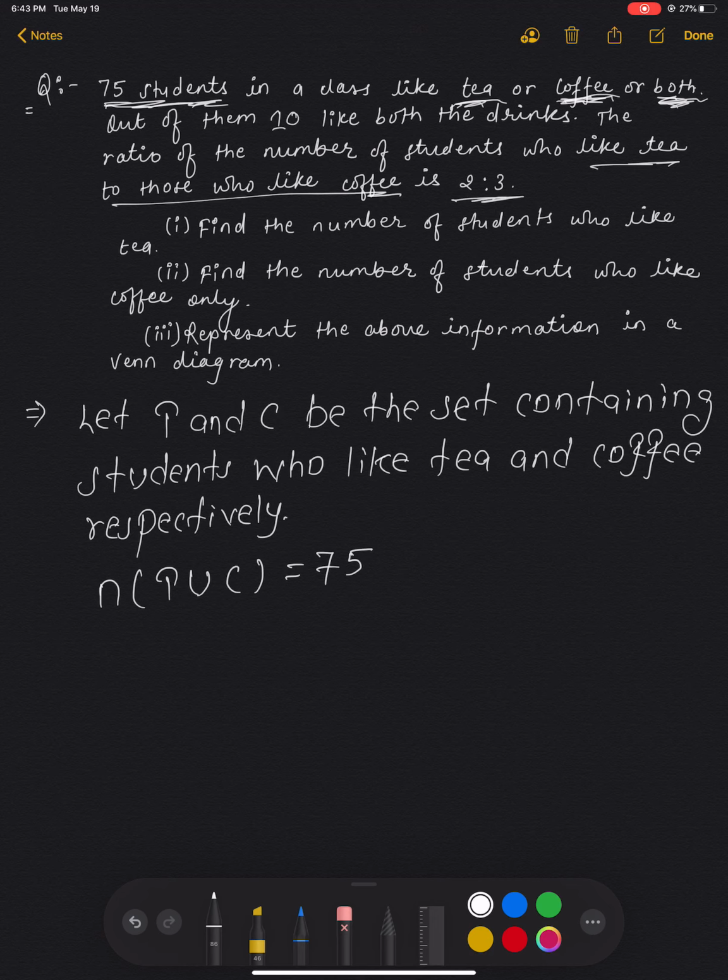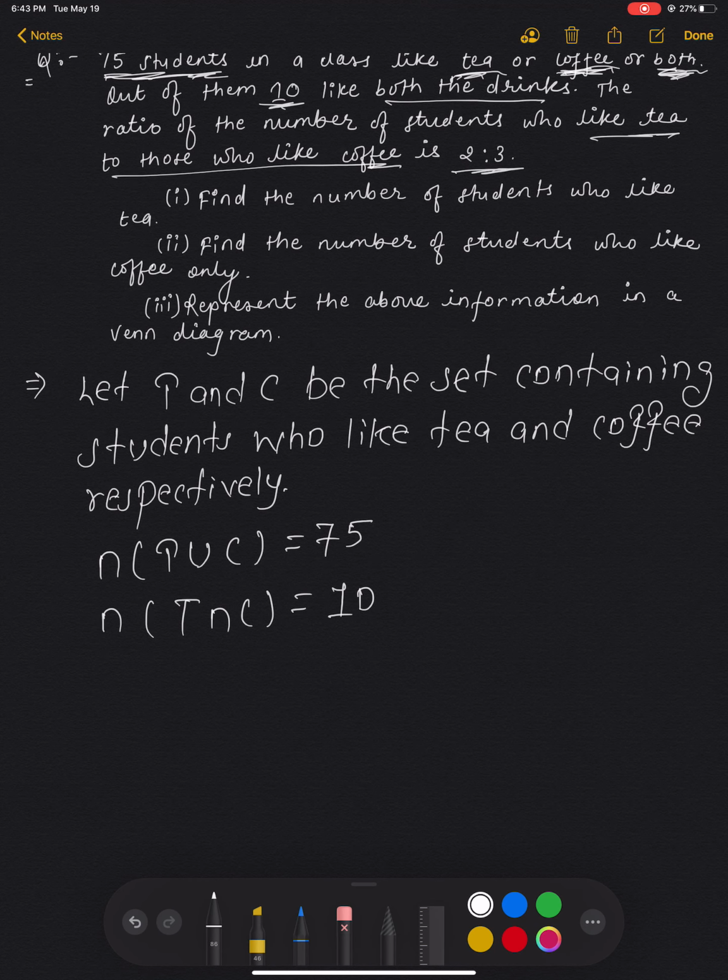So now we see that 10 like both drinks. That means n(T intersection C) is equal to how much? 10, right? And it is mentioned that the ratio of the number of students who like tea to coffee is 2:3. So let's consider n(T) as 2x and n(C) as 3x. Whatever variable is used in T must be used in C, so we use x in C also. Now let me erase this.